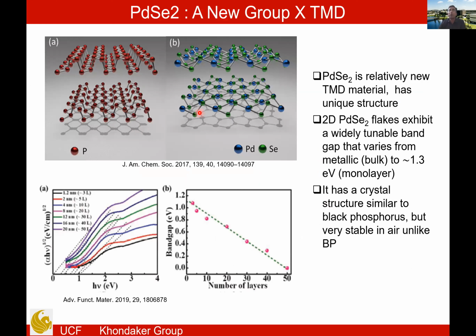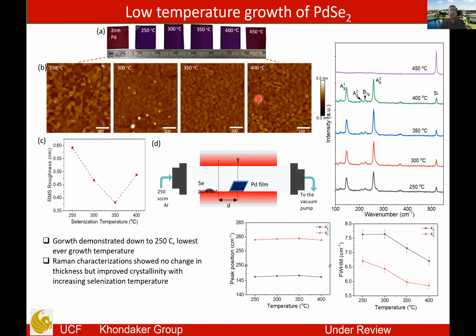We have grown palladium diselenide. This material is like black phosphorus, but black phosphorus is notoriously unstable. If you exfoliate black phosphorus in air, it will start to form bubbles. But palladium diselenide has almost a similar band gap as black phosphorus, and it is a stable material, so there is a renewed interest in this. The growth temperature is also relatively low. We were able to grow it from 250 to 400 degrees Celsius, down to 250. And these are the Raman peaks.